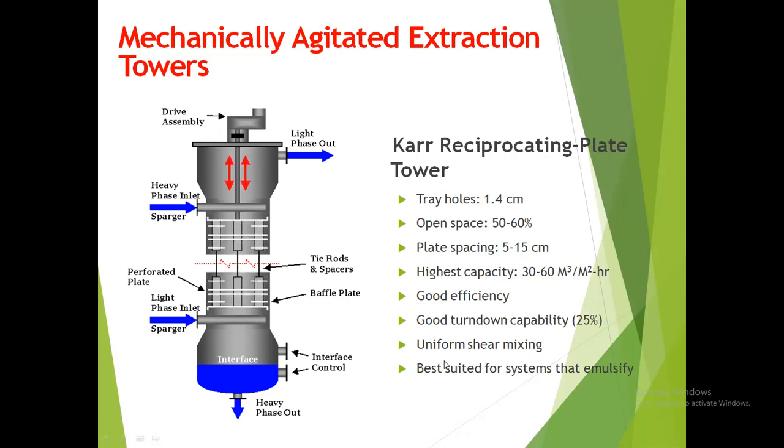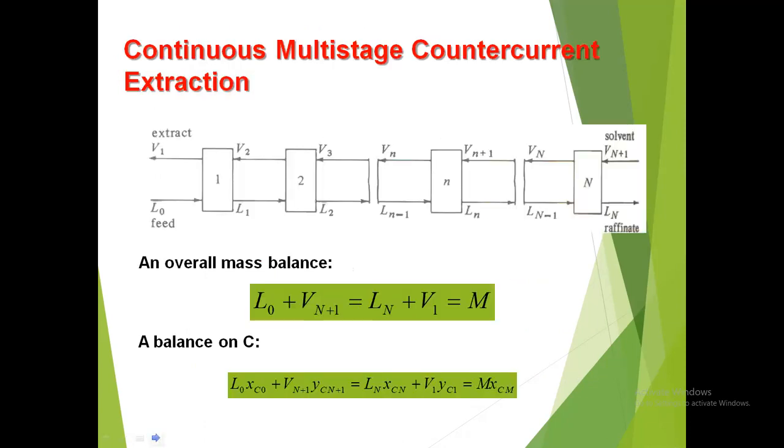Good efficiency, good turndown capability, 25%, the same as the Scheibel tower. Uniform shear mixing, and best for systems that emulsify. So if you have a problem with the Scheibel tower because it cannot handle systems that emulsify or colloidal systems, then this is the tower to use for that particular application that requires it, specifically for systems that emulsify.